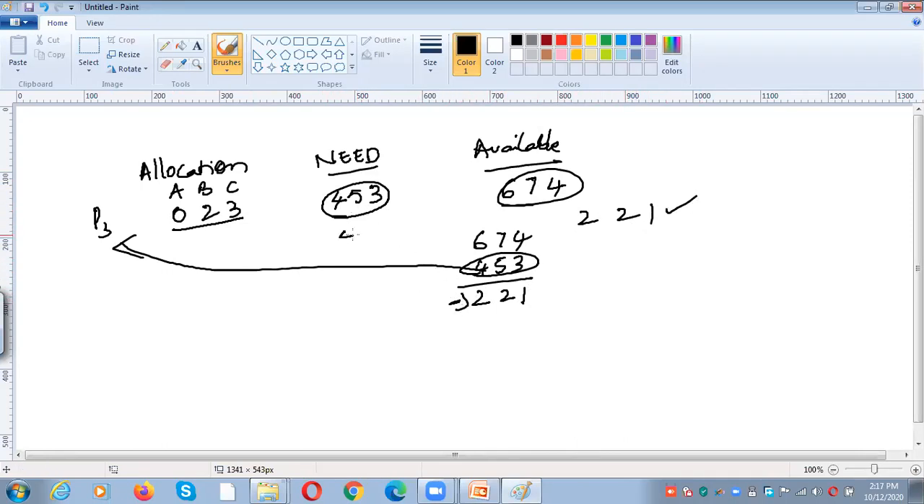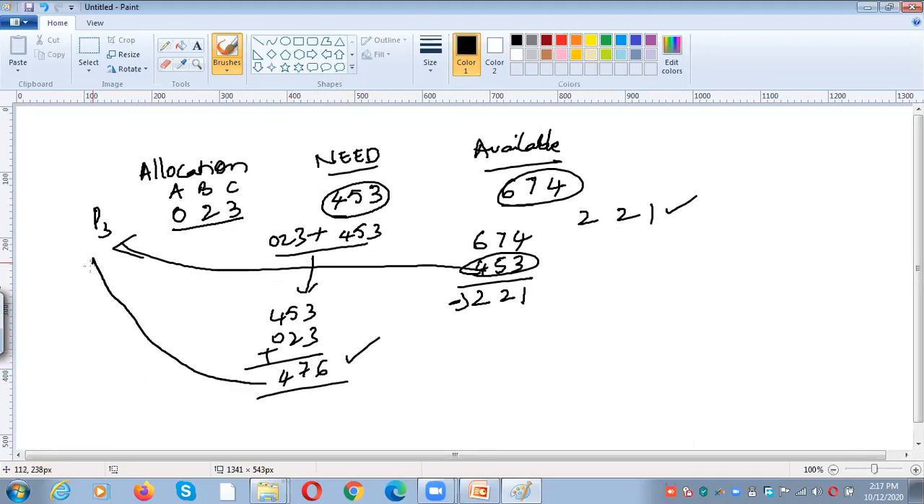So now you have allocated 4, 5, 3. Earlier you have allocated 0, 2, 3. So total how many resources are allocated to P3? 4, 5, 3 plus 0, 2, 3. 3 plus 3 is 6, 5 plus 2 is 7, 4 plus 0 is 4. So total 4, 7, 6 resources are allocated to P3. Earlier 0, 2, 3 allocated, now 4, 5, 3. Total 4, 7, 6 are allocated to P3.